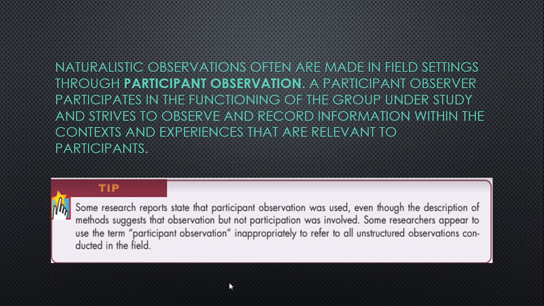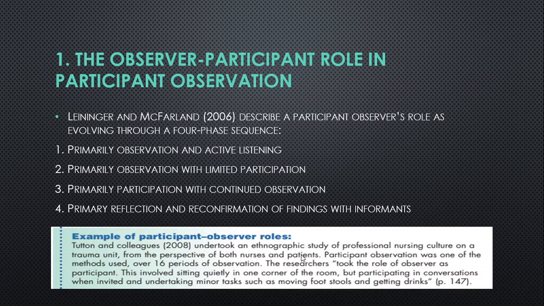Okay, the observer's role in participant observation. According to Leininger and McFarland, 2006, a participant observer's role evolves through a 4-phase sequence. Number 1, primary observation and active listening. Then number 2, primary observation with limited participation. Then, primary participation with continued observation. Then, primary reflection and reconfirmation of findings with the informants.